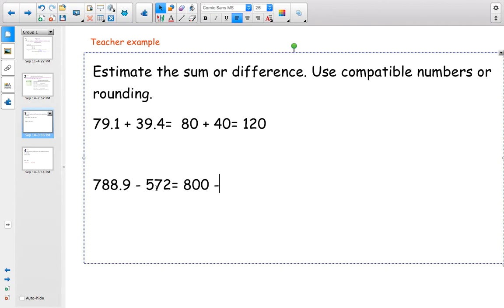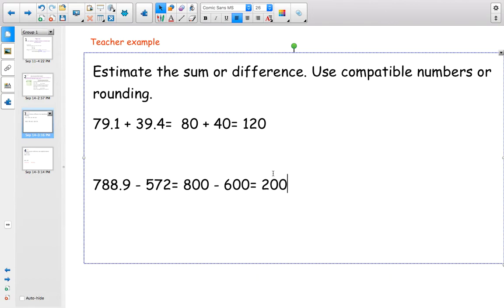Minus 572, I'm going to go with 600 for this one. Again, easier for me to do mentally in my head. You could also use 575, you could use 580, whatever is easiest for you. Again, when we're using compatible numbers, we all might find some different numbers to use. So now I look at my problem. I have 800 minus 600, which is 200.